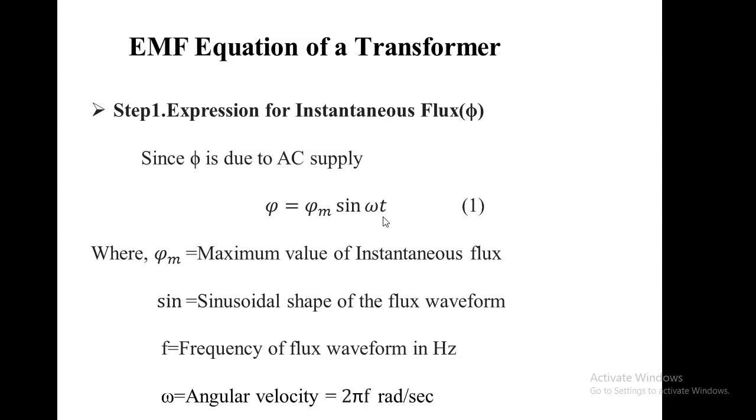Since flux is produced due to the AC supply, phi can be written as phi = phi m sine omega t, where phi m stands for the maximum value of instantaneous flux, sine represents the sinusoidal shape of the flux waveform, frequency f represents the frequency of the flux waveform in hertz, and omega is the angular velocity, which is the rate of change of angular displacement with respect to time. So angular velocity is given by 2 pi f radian per second. So this will be equation 1, where we have written the expression for instantaneous flux.